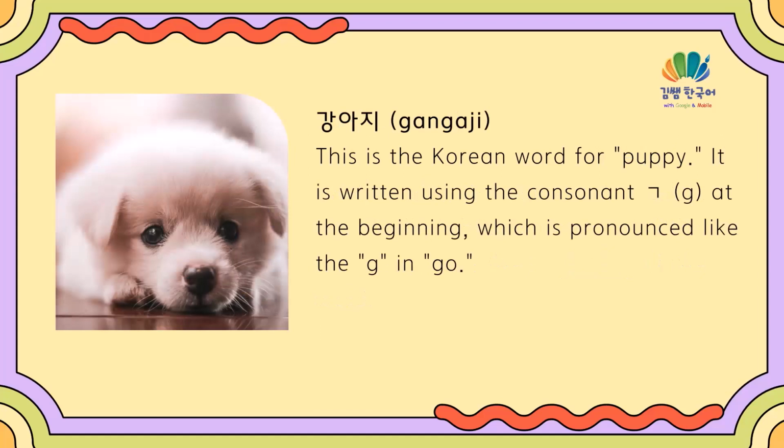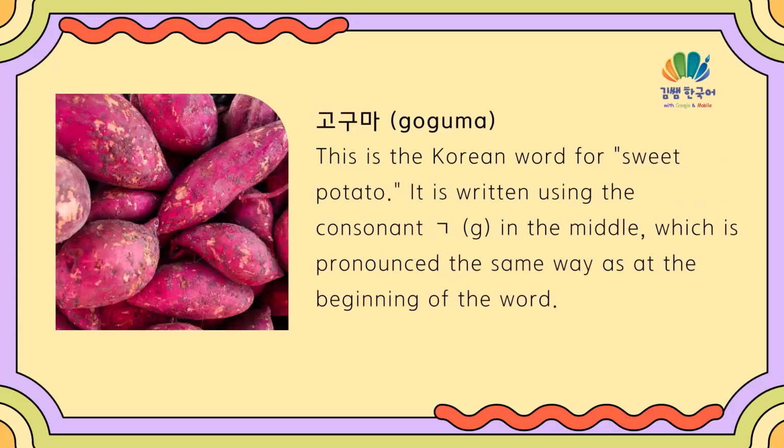강아지. This is the Korean word for puppy. It is written using the consonant 기억, G, at the beginning, which is pronounced like the G in go. 고구마. This is the Korean word for sweet potato. It is written using the consonant 기억, G, in the middle, which is pronounced the same way as at the beginning of the word.